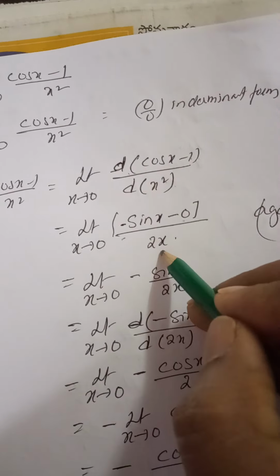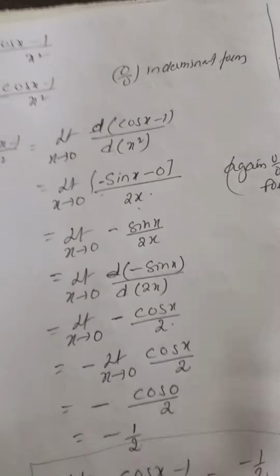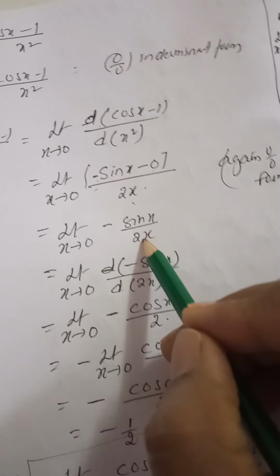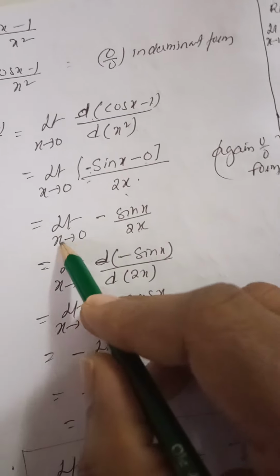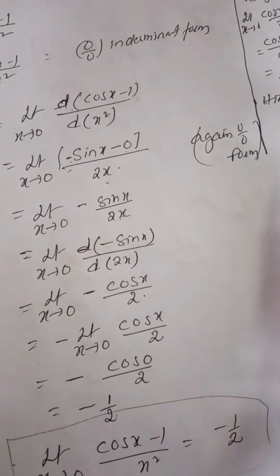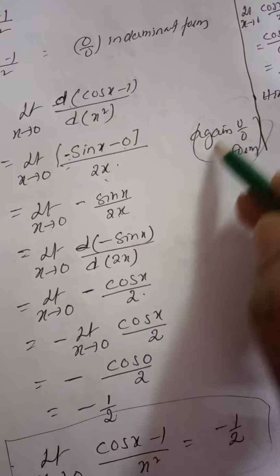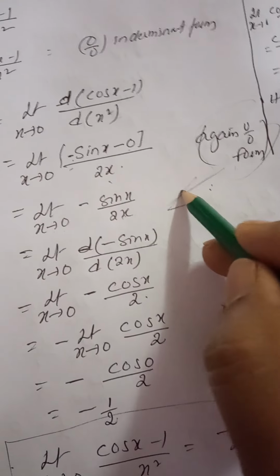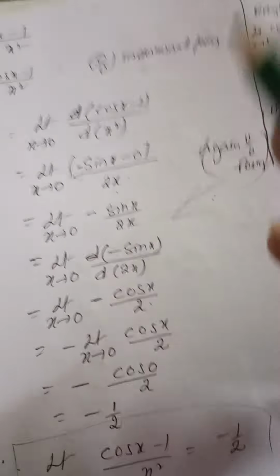Differentiation of x square is 2x. Right? Now on simplification, minus sin x by 2x. Now again, substitute the limit in the rough work. Again sin 0 by 0. Sin 0 is 0. Again 0 by 0 form, indeterminate form. Right? Now again what we have to do? Again we have to differentiate.